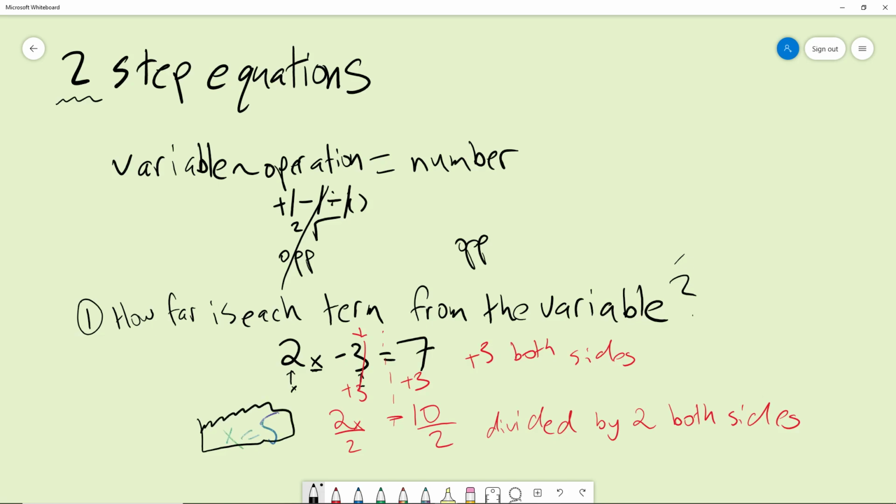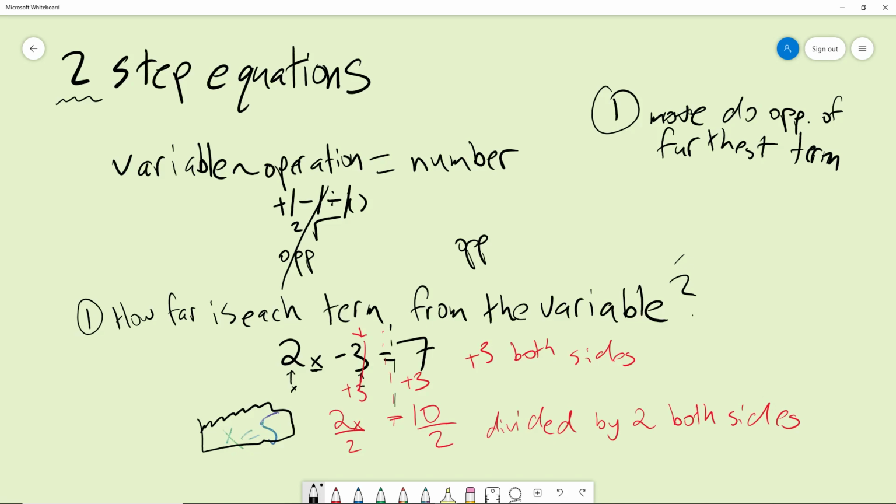Alright, so yeah, two-step equations in general. What am I going to do first? Maybe I just wanted to say, do the opposite of the furthest term on the same side as the variable. Not on the other side. Not the 7. It has to be on the same side. And then one step out.